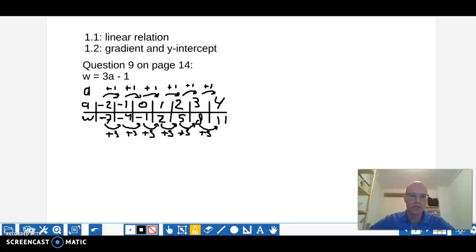To recap, you should have learned how you can see from a table when you have a linear relation, and you can see that over here as well. You should have learned what a gradient and a y-intercept are, and we're going to apply that in class.